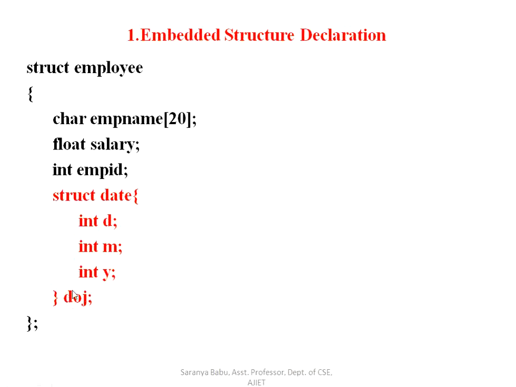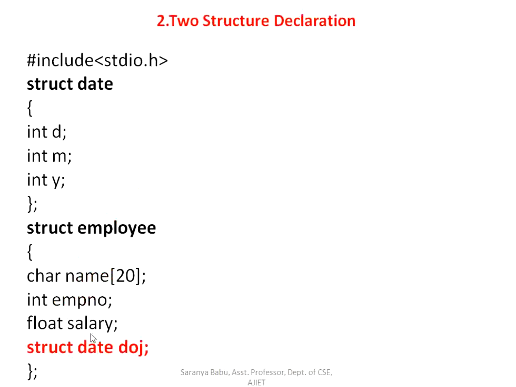Like this also you can declare the member variable. DOJ is the variable for the structure date. Then the main structure is closed. Okay, this is one way you can do embedded. This is called an embedded structure. One more is two structure. This is also a nested structure.